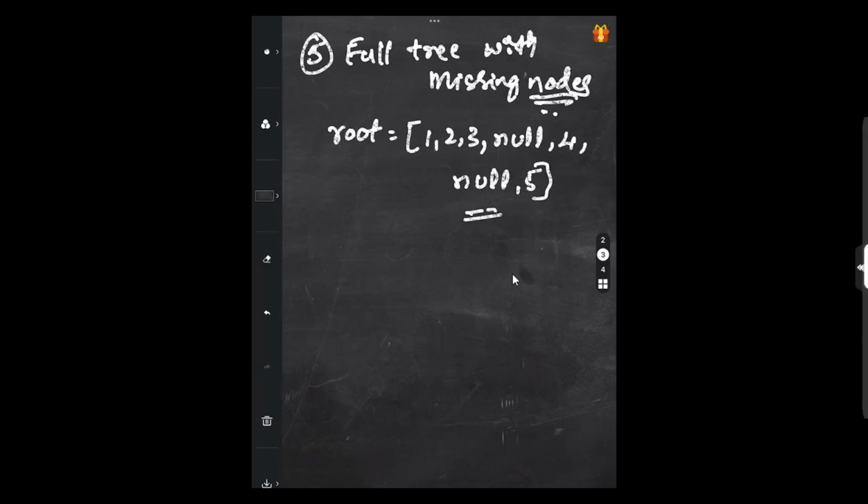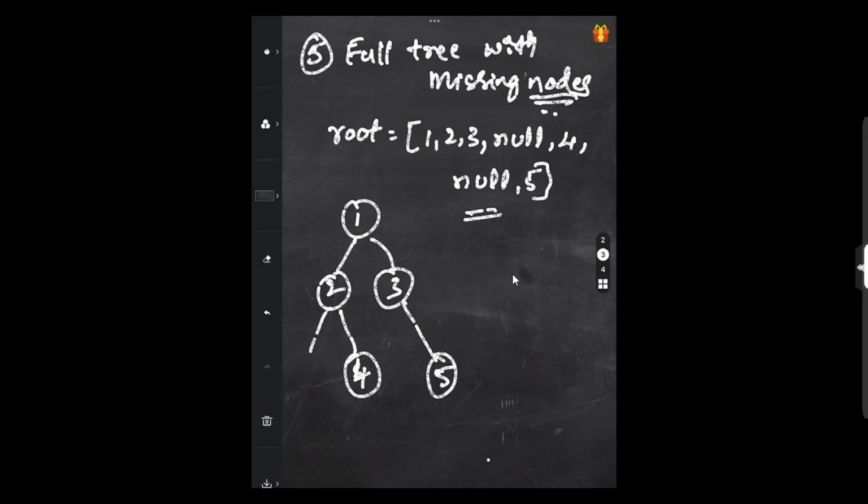So this will be the input I'm considering. This will be 1, 2, 3, null, we have null, 4, right? And null, 5. So this is missing here. This is missing and this is missing here in this case. So this is for the condition full tree with the missing nodes. So the output has to be the same thing, right?